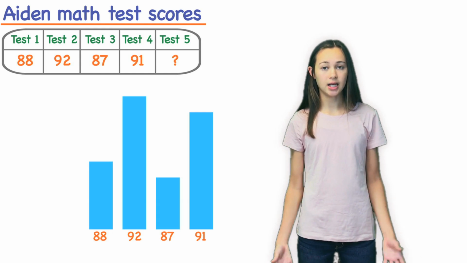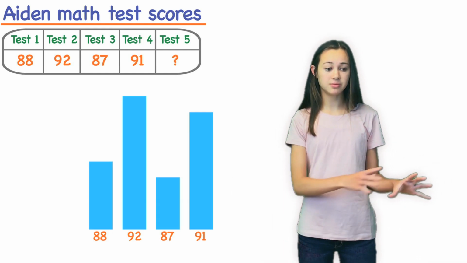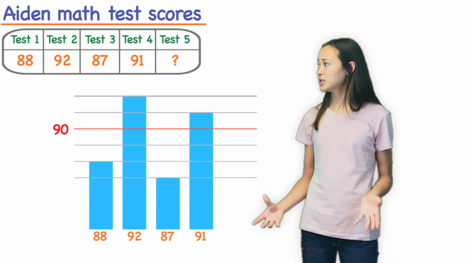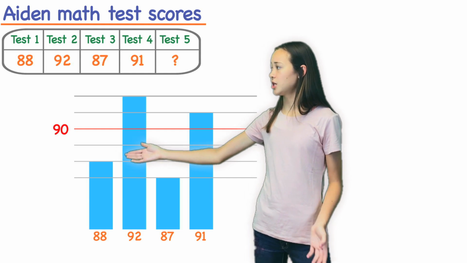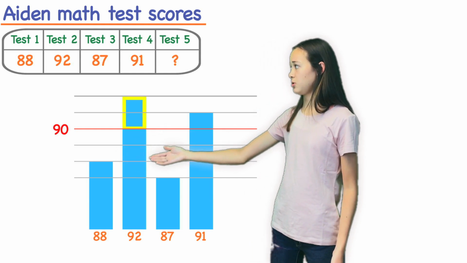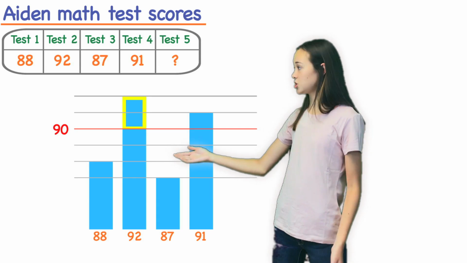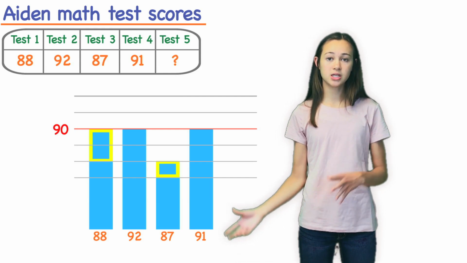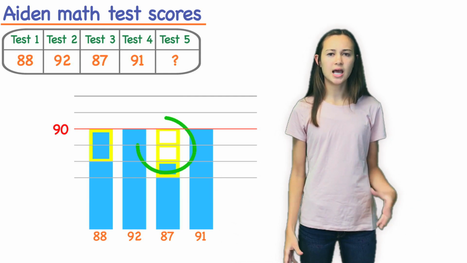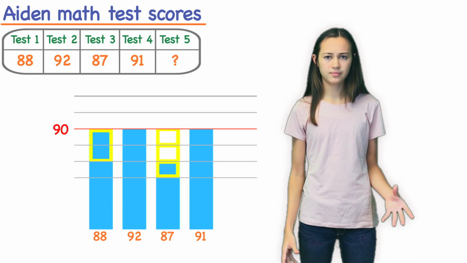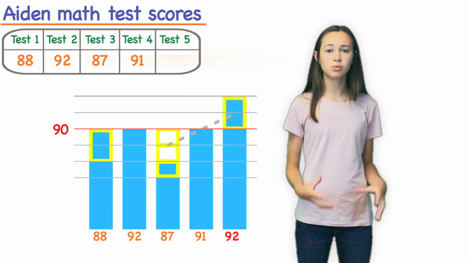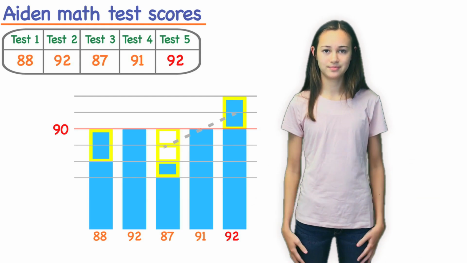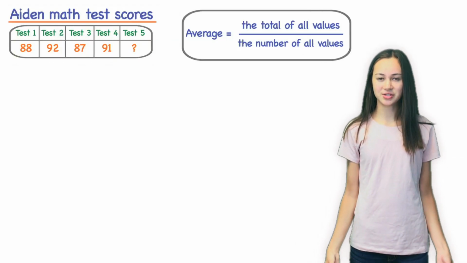For his average to be 90, his 5 test scores have to be evened out to 90 each. So let's draw a line at 90. Now I can see that Aiden is short of 2 points on his first test. He has an extra 2 points on his second test. He is short of 3 points on his third test and has an extra point on his 4th test. After we move his extra points to where he needs points, we can see that Aiden still needs 2 more points. So that means that Aiden needs 2 more points than 90 for his 5th test if he wants his average to be 90.